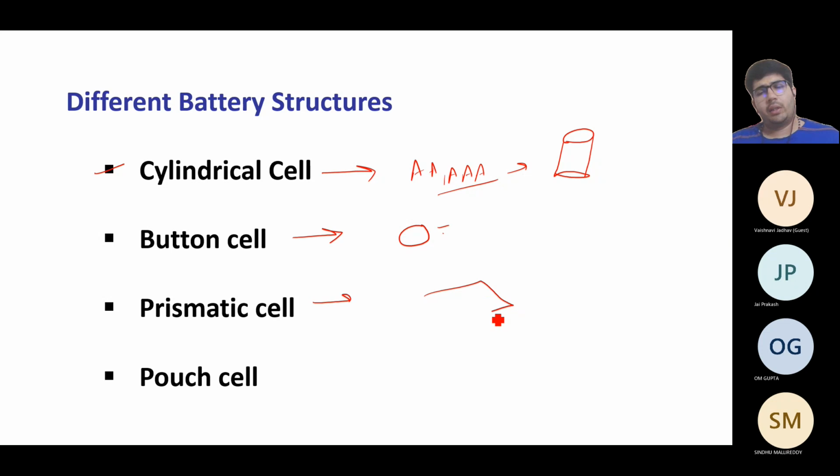Prismatic cells can be in any shape, basically rectangular, like in our mobile phones, laptops, and all. The pouch cell is similar to a pouch. It is not in a solid form; chemicals are filled in those pouches and they electrochemically react and generate electricity. For very lightweight applications, we use pouch cells.